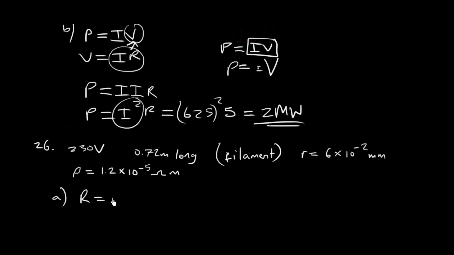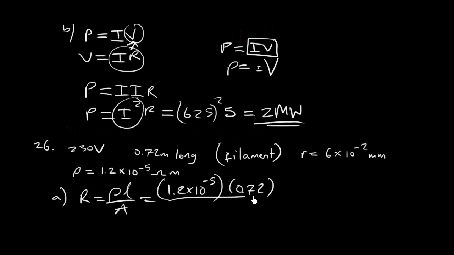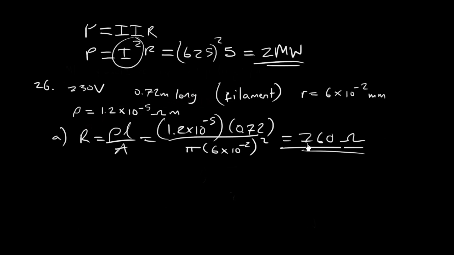Well, the formula for resistance is resistivity times length over area. So that is 1.2 times 10 to the minus 5 times the length, which is 0.72. It's already in meters, so I don't have to change anything. This is already in the right units of meters. And divided by the area. And the radius is 6 times 10 to the minus 2. So what's the formula for the area? It's pi times the radius squared. And if we do all of that, for question 26, we get an answer of 760 ohms for the resistance of that particular configuration of material.